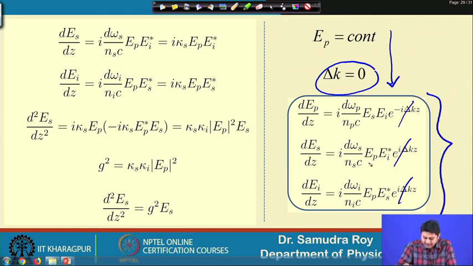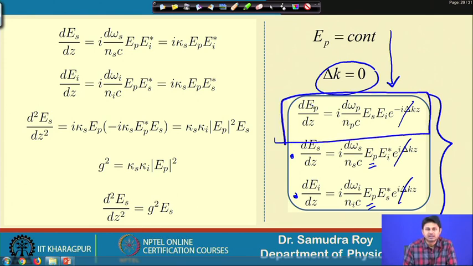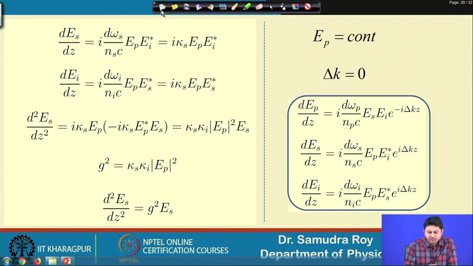And secondly, in Es and Ei equations, Ep is sitting in both the cases, and this Ep will remain constant, that means we can treat it as a constant. So, we will discard the equation where the variation of Ep was there. We just take equations 2 and 3 and consider Ep as a constant. So, using these equations and considering delta k equal to 0 and Ep constant, we can find out the evolution of Es and Ei.